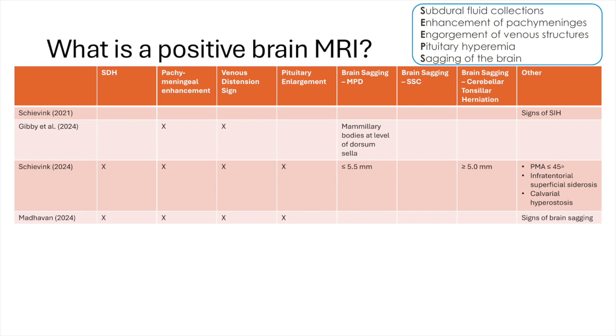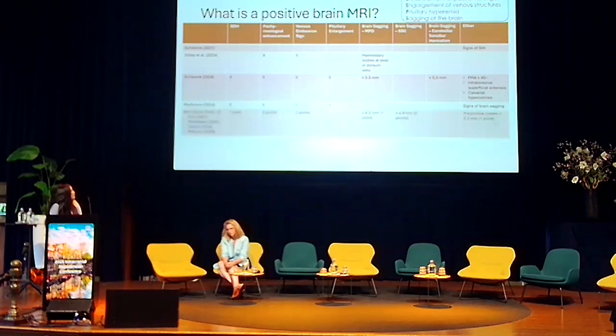And in those papers, what do they consider a positive brain MRI? Well, typically they went with the SEEPS score. So subdural fluid collections, enhancement of the pachymeninges, engorgement of the venous structures, pituitary hyperemia, and sagging of the brain. And then 4 of the papers went with the Bern score. And I think by now we all know that one. Subdural hematomas, pachymeningeal enhancement, venous distension sign, and then brain sagging with the measurements of MPD, suprasellar cisterns, and prepontine cisterns.